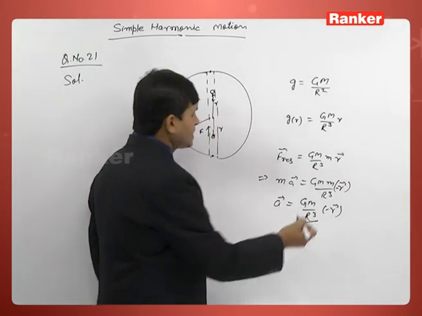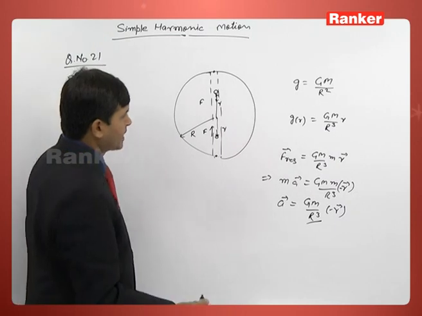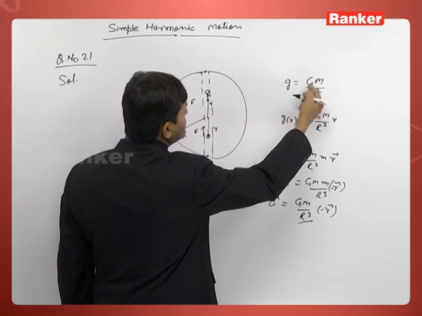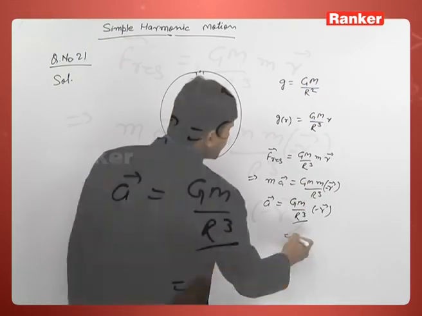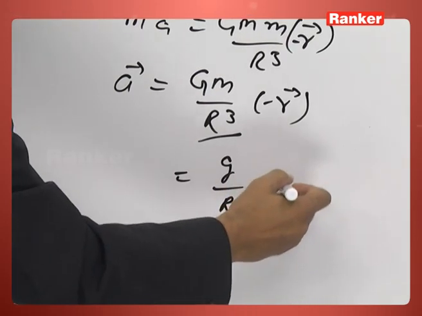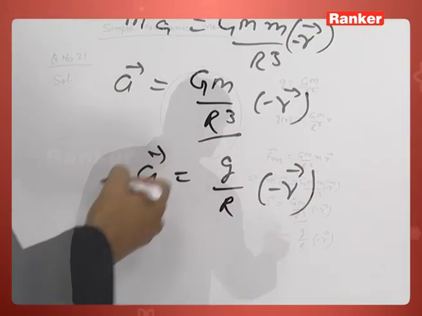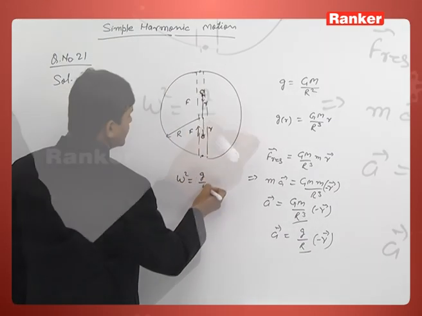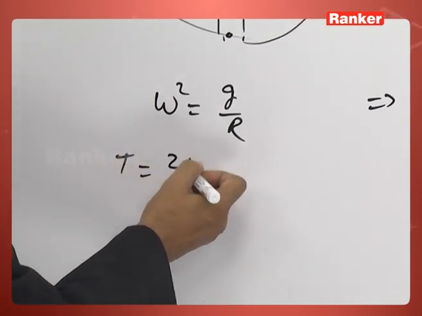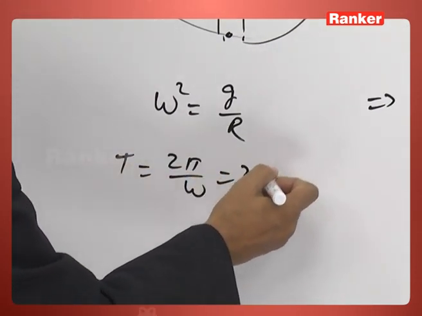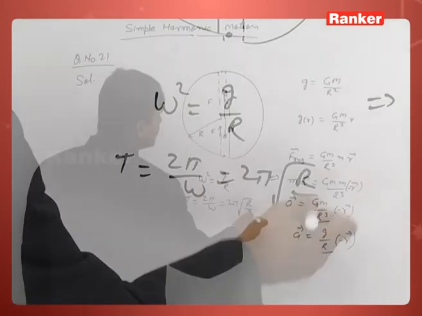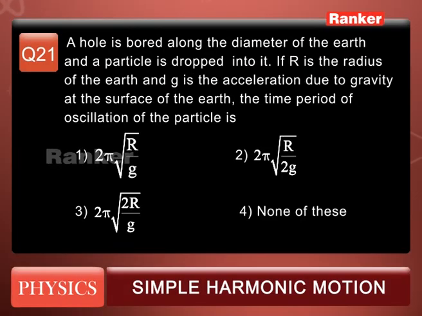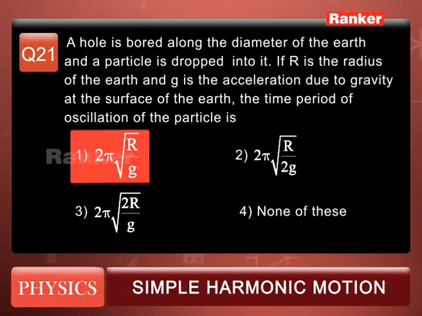So, this becomes omega square, and as we know, on the surface of the earth g is GM by r square. So, this can be written as g by r, with the minus sign. So, omega square is g by r. So, time period T is 2 pi by omega, which is under root r by g. So, this is the time period of oscillation. So, our correct option is option number 1.